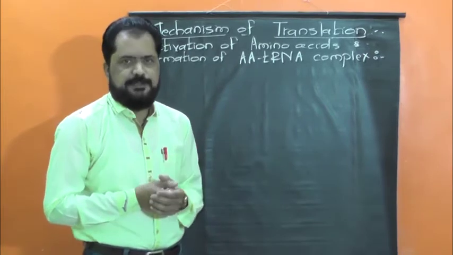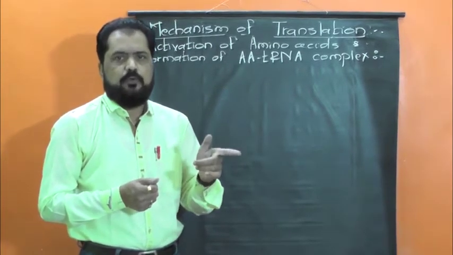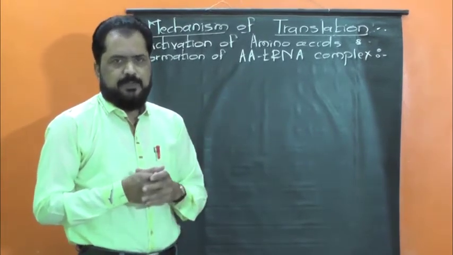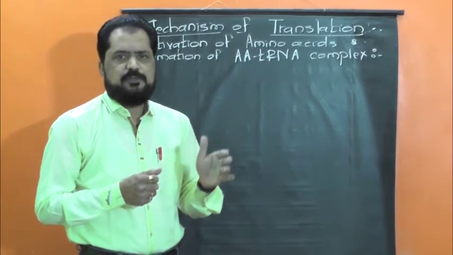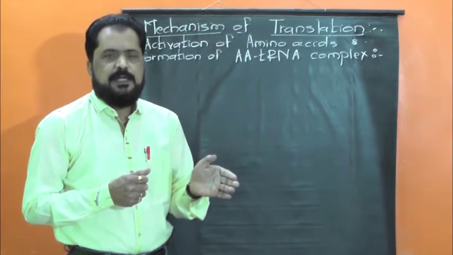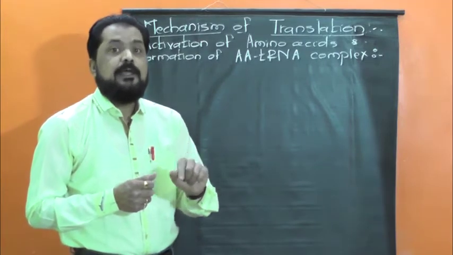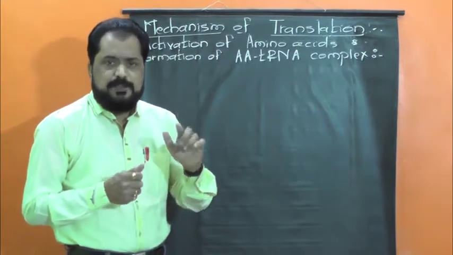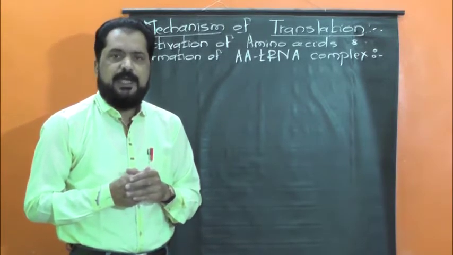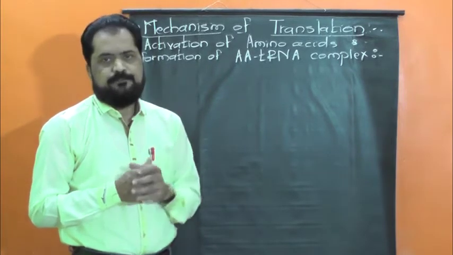Just now we have studied that amino acids act as the building blocks or monomers of protein or polypeptide, and that's why all the different 20 types of amino acids present in the cytoplasmic matrix are first of all activated in the presence of ATP as a source of energy and the enzyme aminoacyl transferase.